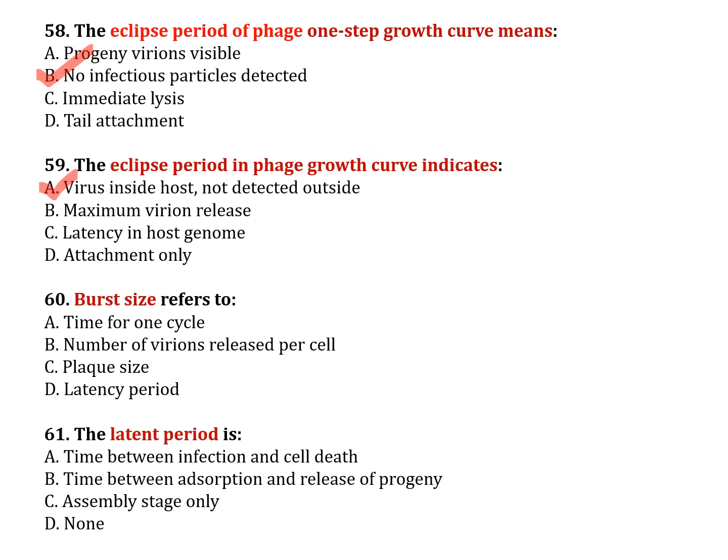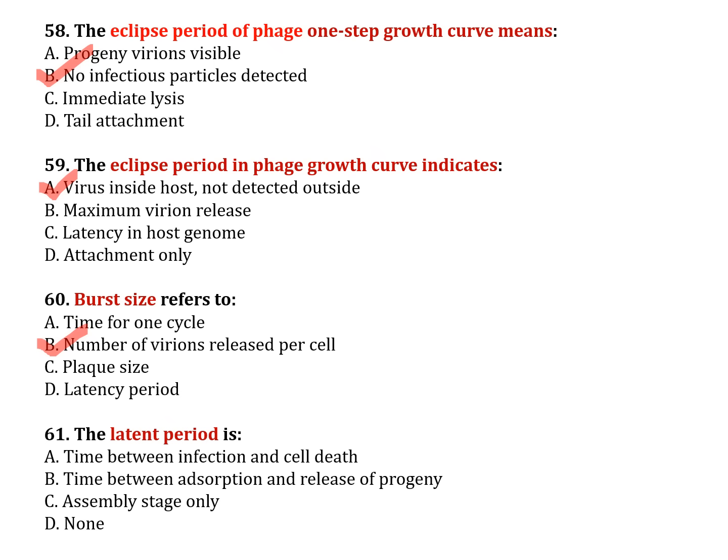Burst size is referred to option A time for one cycle, option B number of virion released per cell, option C plaque size, option D latency period. Correct answer is option B number of virion released per cell. The next question, number 61.